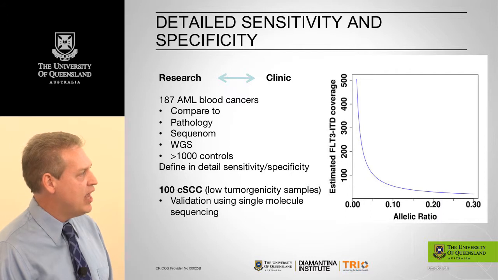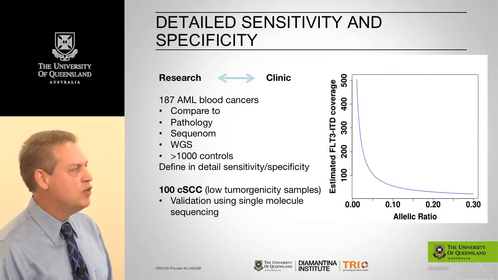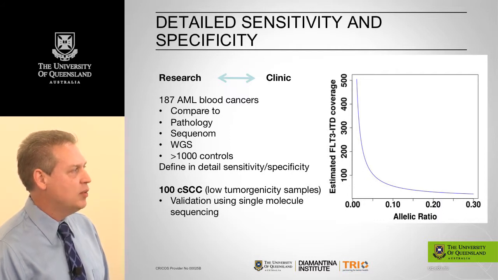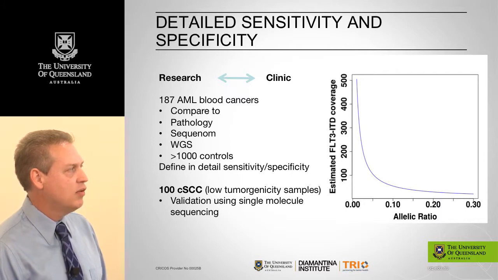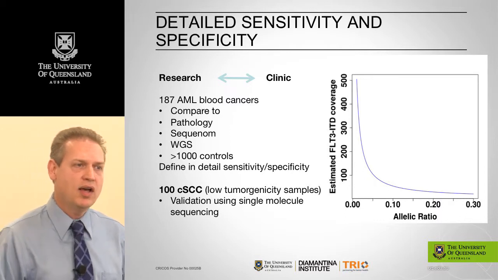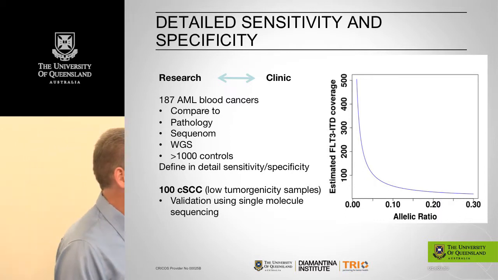And what we've shown using our methods is that given the tumorigenicity, so this is a measure of tumorigenicity, say there's only 5% of the cancer cells in the blood, then we would need 100 reads to detect a FLT3 mutation. And that's about a clinically relevant area. So this is tractable of exomes.